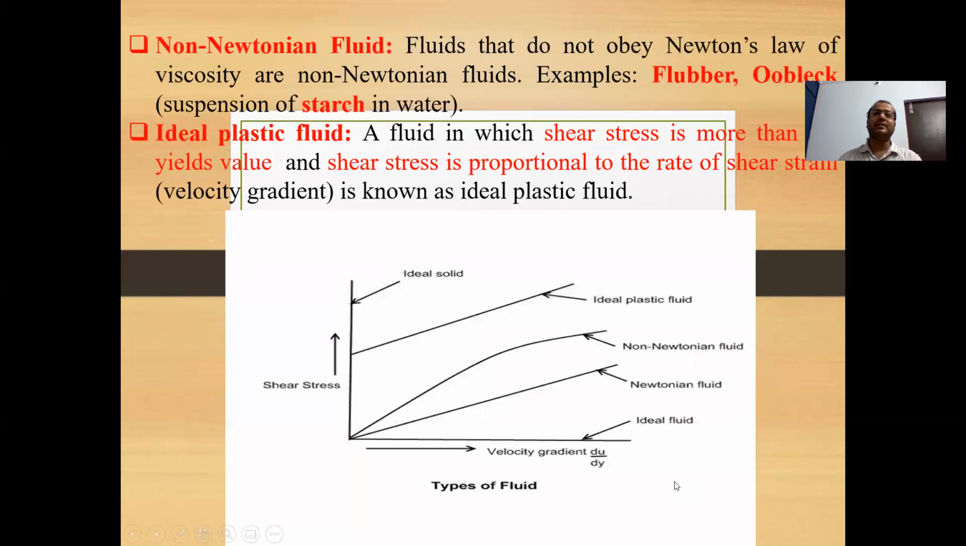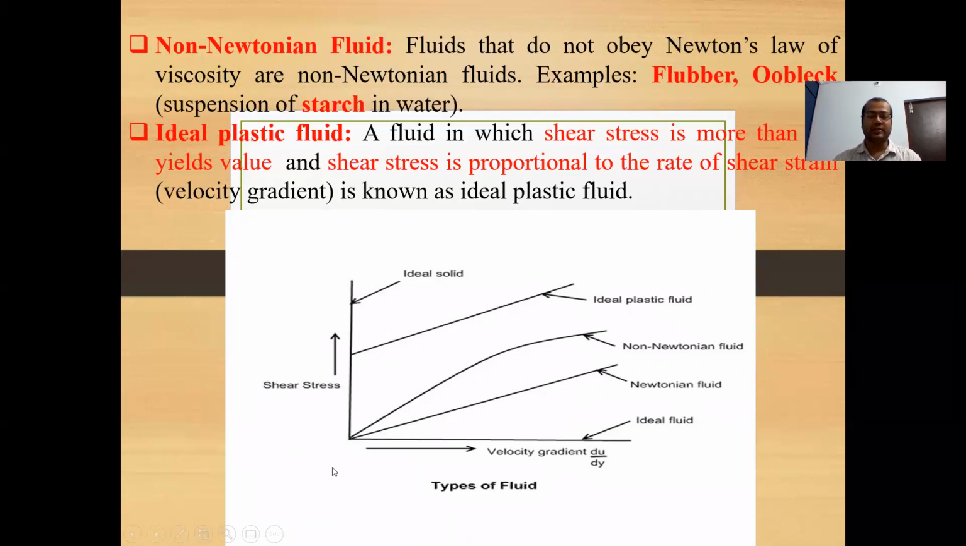The converse case is the non-Newtonian fluid. Fluids that do not obey Newton's law of viscosity are known as non-Newtonian fluids. Examples are flubber and a suspension of starch in water. Now, another type of fluid is the ideal plastic fluid, a fluid in which shear stress is more than the yield value, and shear stress is proportional to the rate of shear strain. This is known as an ideal plastic fluid.